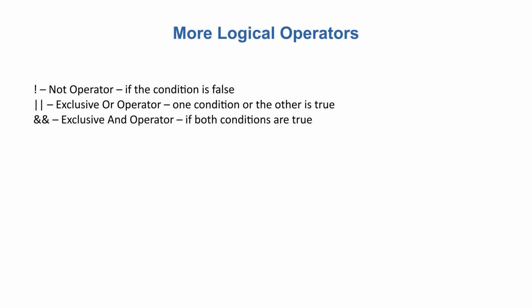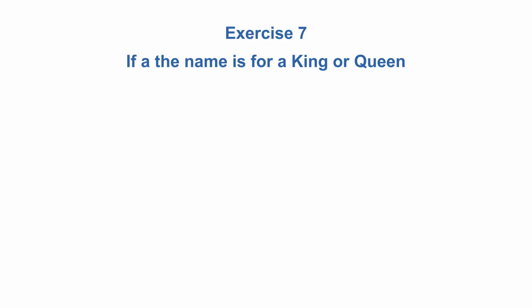You can also check for more than one condition using logical operators. We've already used one logical operator, the not operator, typed as an exclamation point to test if a condition is false. Here are two more logical operators. Use the exclusive OR operator, typed as a double vertical bar, to test for one condition or another to be true. And use the exclusive AND operator, typed as a double ampersand, to test for one condition and another to be true. Exercise 7. If the name is for a king or queen.